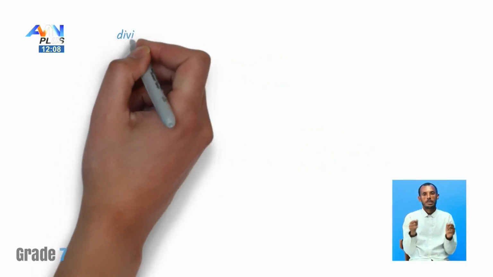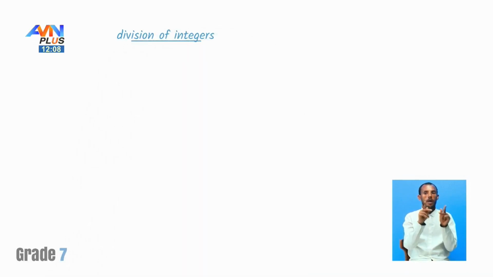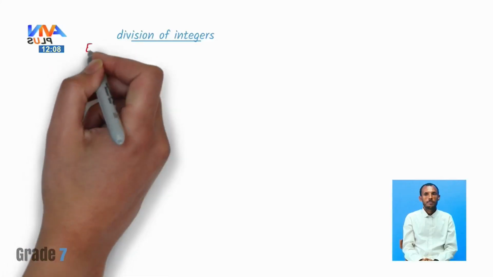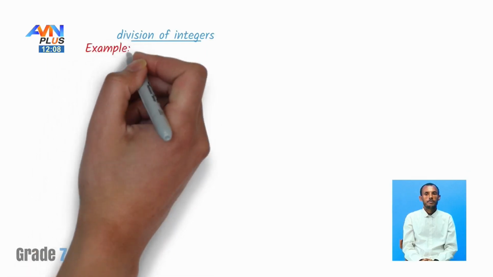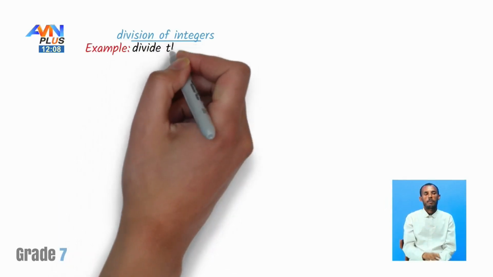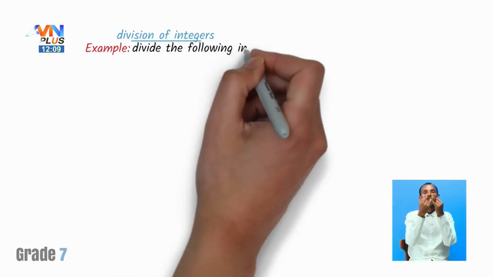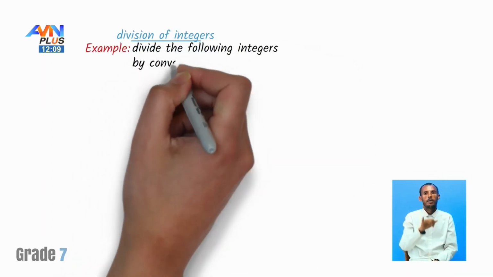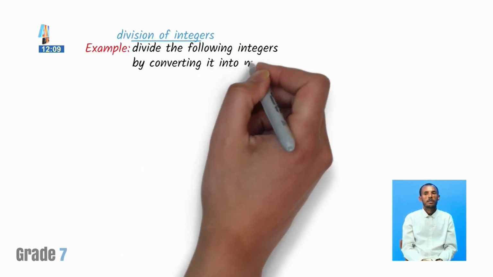Division of integers. Okay, let's see this concept also through an example. Example: divide the following integers by converting it into multiplication.